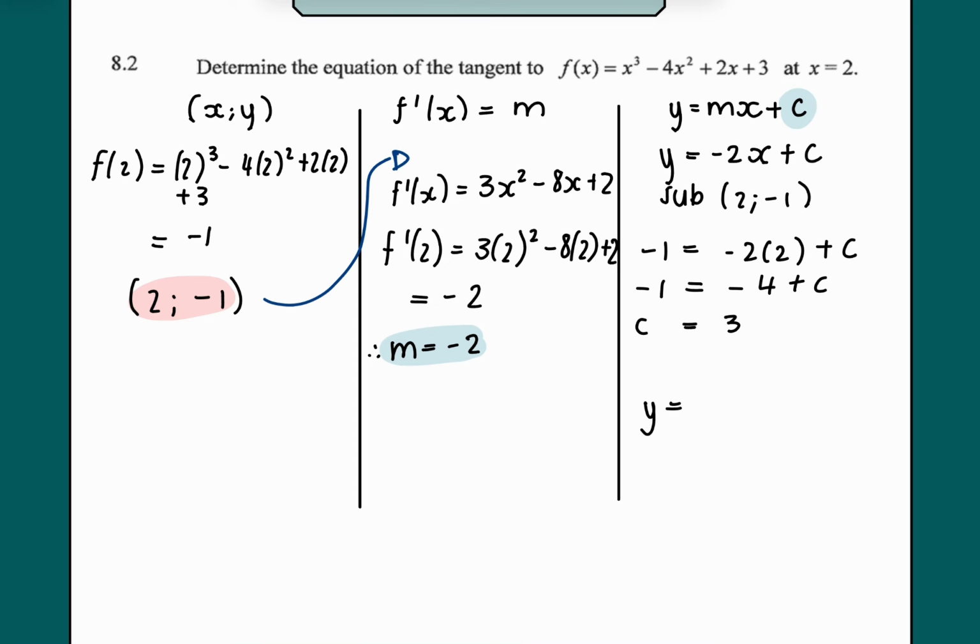So I could literally just sub everything in, and therefore the tangent at x equals 2 for this cubic would have been y equals -2x plus 3. All right, so that's how you would solve this question for that November paper. But remember, you can still apply this to any tangent question that you do get asked.